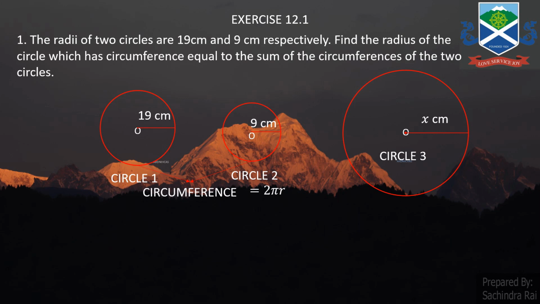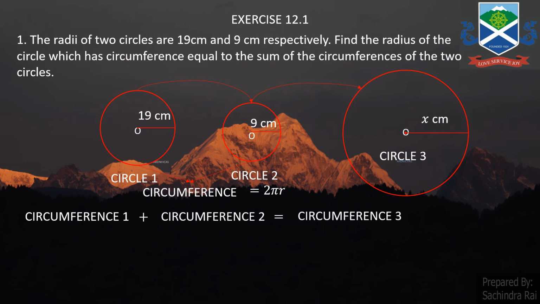Now the question says, if we add the circumferences of the two circles with known radii, then we get the circumference of the third circle. So circumference 1 plus circumference 2 will give us circumference 3. Now let us put the formula for each circle. We can name 19 cm as R1, 9 cm as R2, and x cm as R3. That is radius 1, radius 2, and radius 3. So for the first circle, the formula would be 2 pi R1 plus for the second one 2 pi R2 is equal to the third one, that is 2 pi R3.